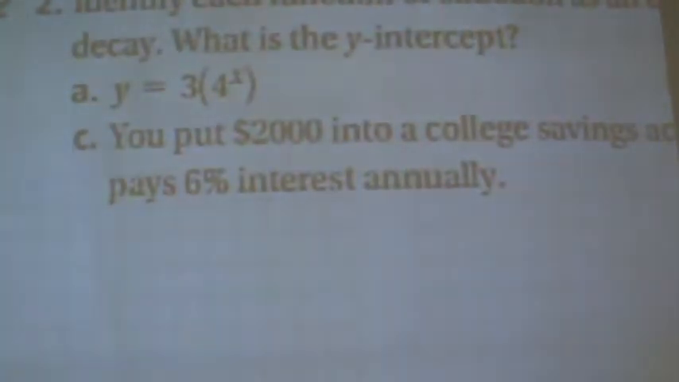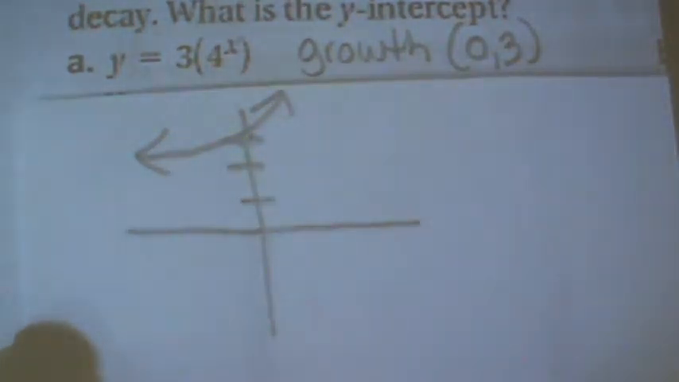All right, let's see if you can handle number 2. For A, is this growth or decay? Growth, because b is bigger than 1. What else can you tell me? The y-intercept is (0, 3). So what's this thing going to look like? It's going to hit there, and it's going to be going down like that. We'll get into the details of the table and stuff later.